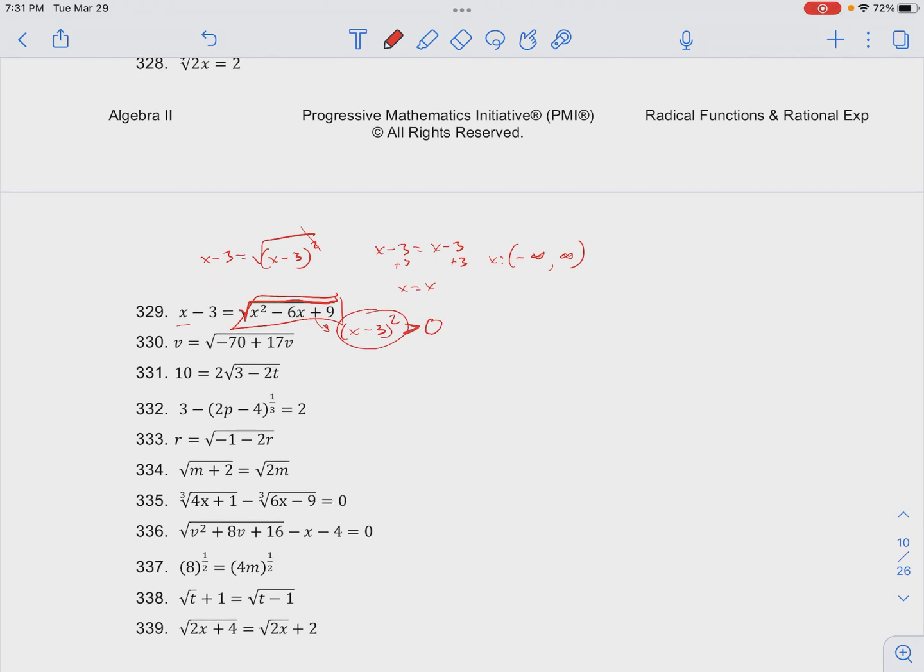So if we take the square root of that, taking the square root of the left and right sides, we have x minus 3 is greater than 0. And so x has to be greater than 3. So our boundary actually stretches not from negative infinity, but from 3 to infinity.